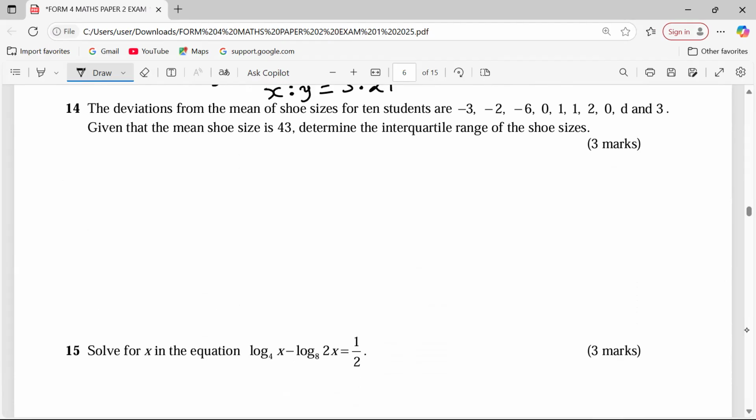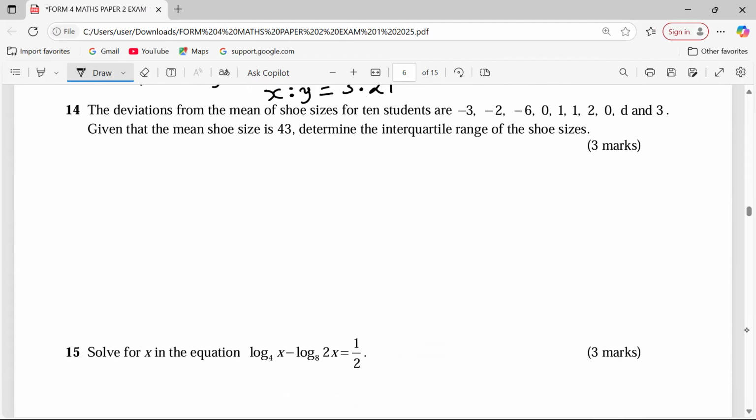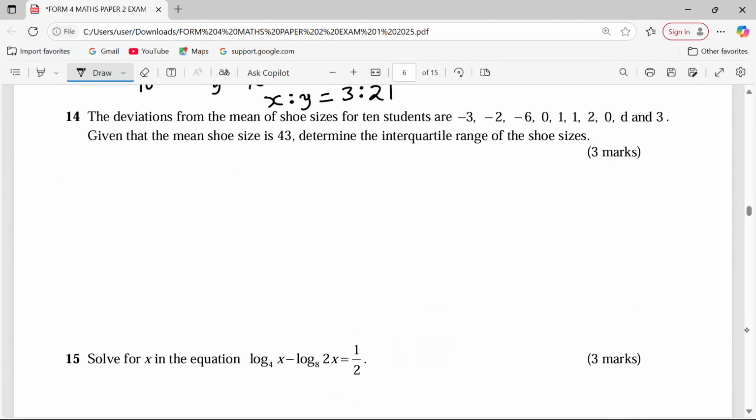Number 14 is a question from statistics, and it's a very good question. So we can look at it. The deviations from the mean of shoe sizes for 10 students are -3, -2, -6, 0, 1, 1, 2, 0, D, and 3. Given that the mean shoe size is 43, determine the interquartile range.